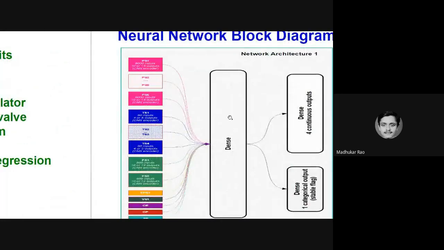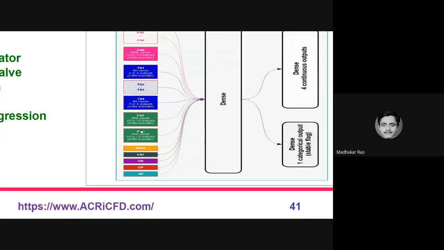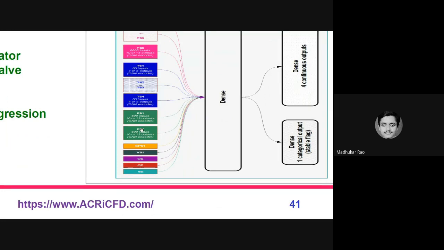Okay. So you can see I've colored it. All the pressure sensors are colored in pink. There are 6 of them. All the temperature sensors are colored in blue. I think there are 4 of them. Flow rate sensors are 2 in number. Then there are vibration sensors and some other condition variables.